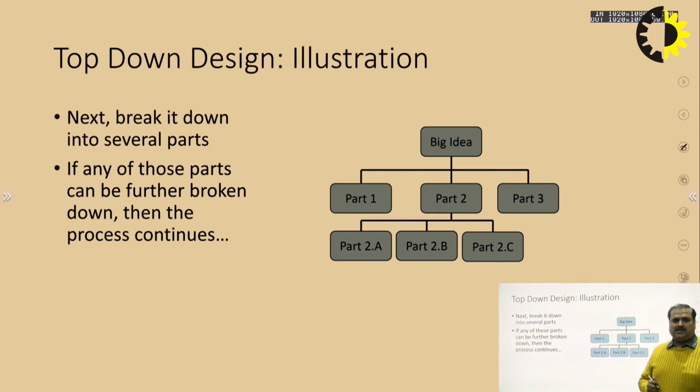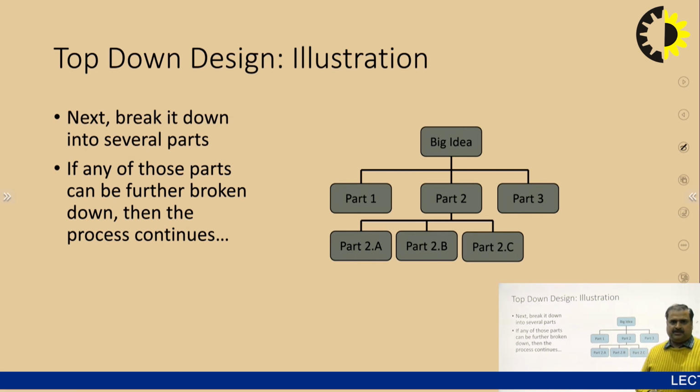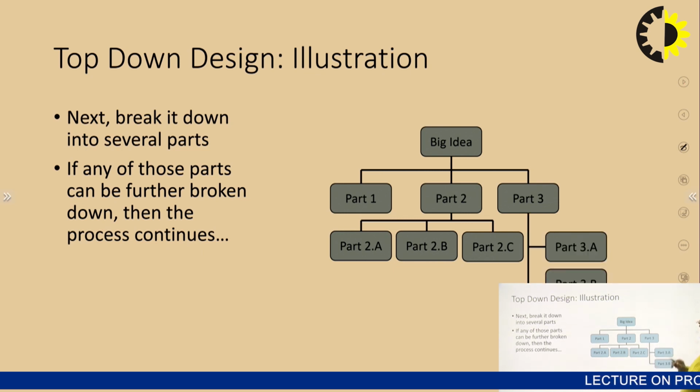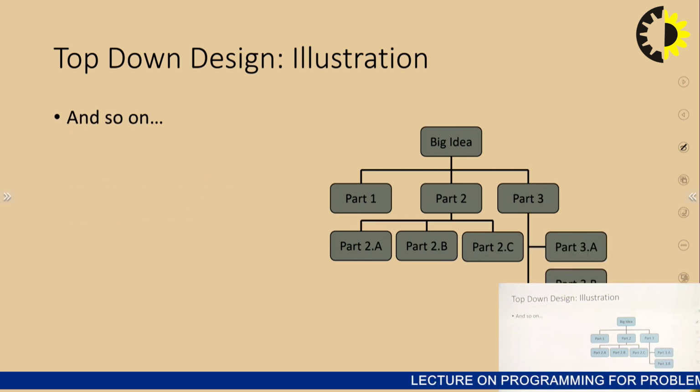Like these parts may be, like in the issue section, we have an issue part and a return part. So we have divided it into two. And another is the fine. If there is a fine, then that is a different entity. So like here part 3 is divided into 3.A and 3.B.